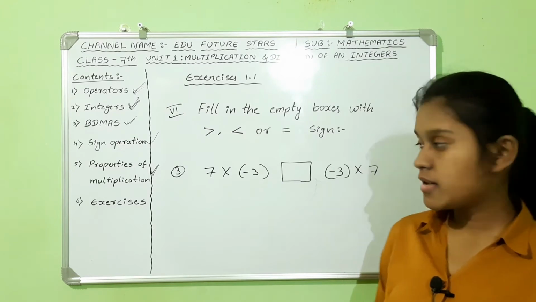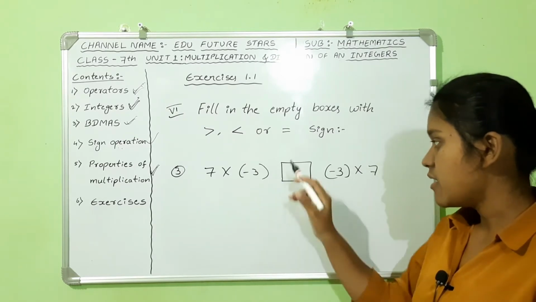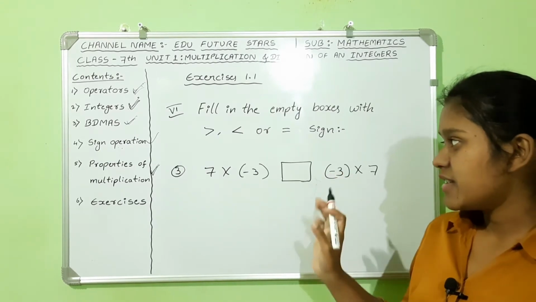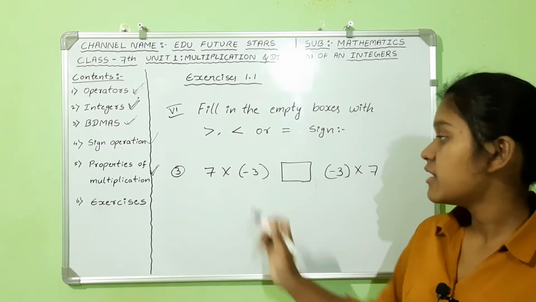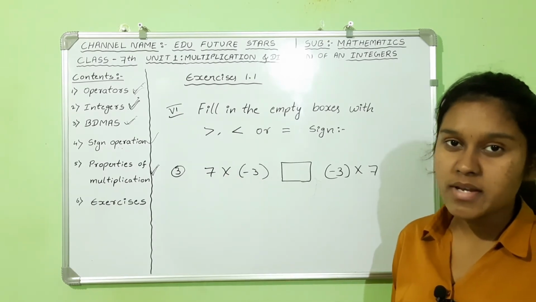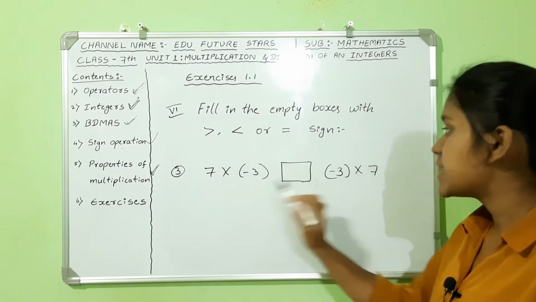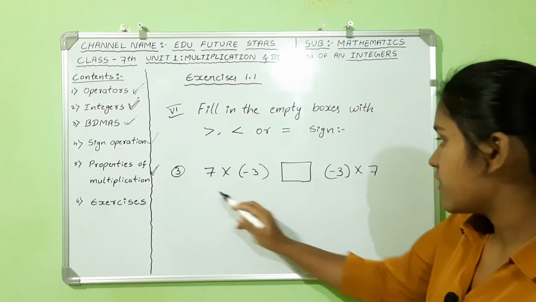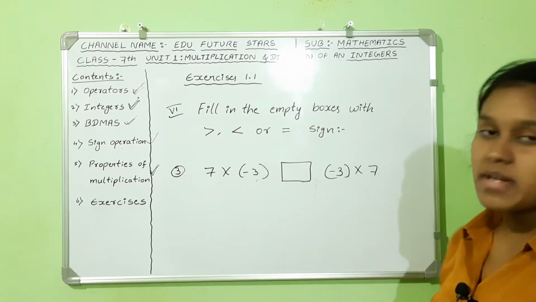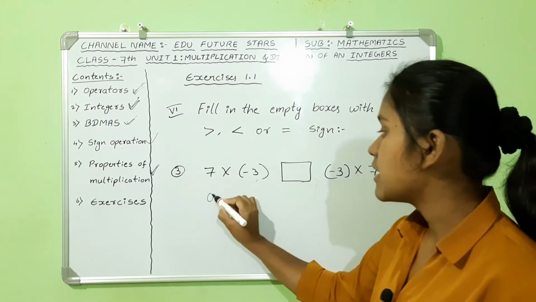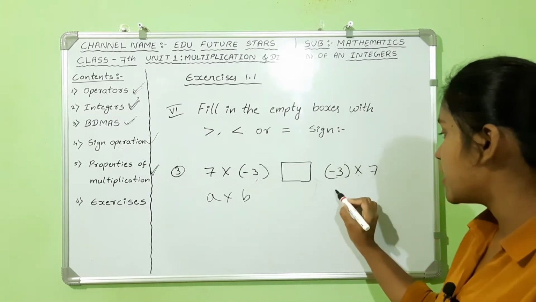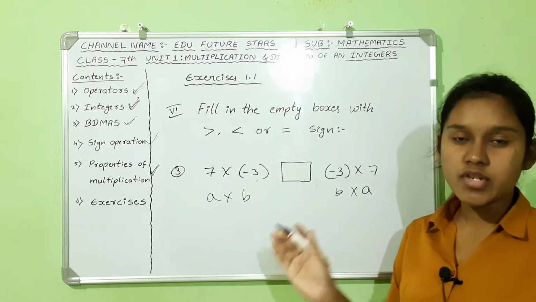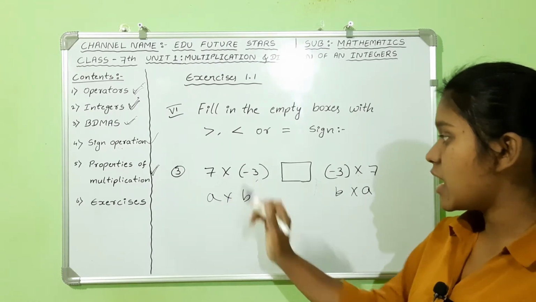Okay friends, see the third question. 7 into minus 3, box, minus 3 into 7. You can see this looks like the closure property. If you see both sides, then what can you say? This is a commutative property type, right? Here 7, here also 7, here minus 3, here also minus 3. Here it is A into B, but there it is reversed, B into A, right? Just a reversing.